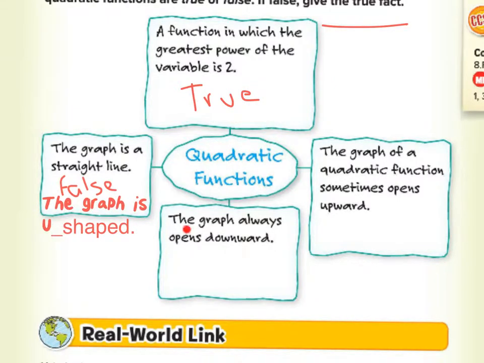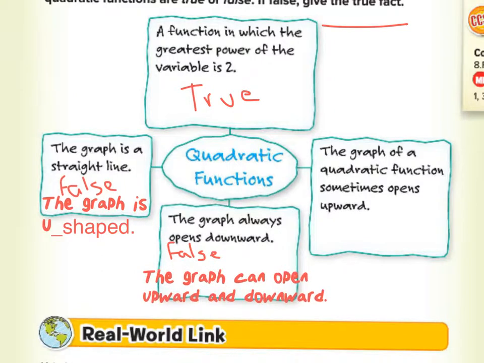Okay. The graph always opens downward. No, in the definition it says that it opens upward and downward. So again, this one is also false. So we can say the graph can open upward and downward. And the next point, the graph of a quadratic function sometimes opens upward. Well, we just said that, right? So this is true. And these are important facts about quadratic functions.